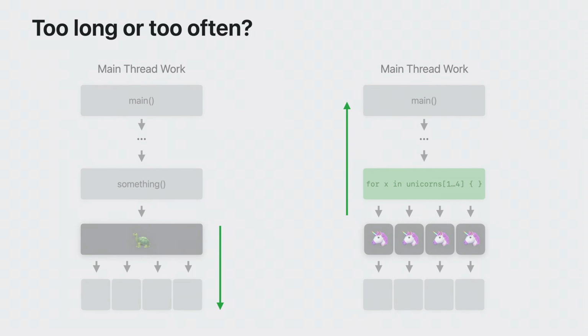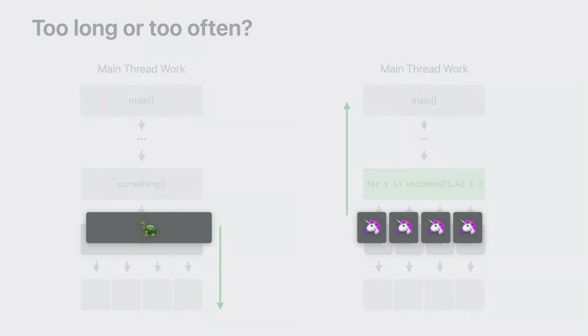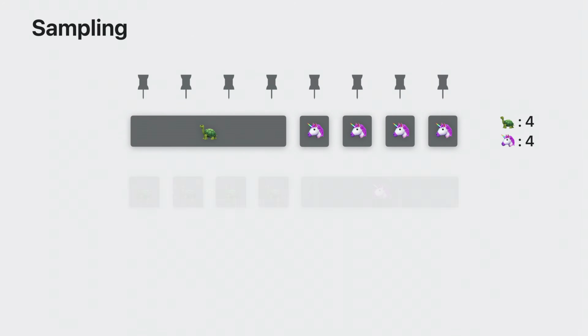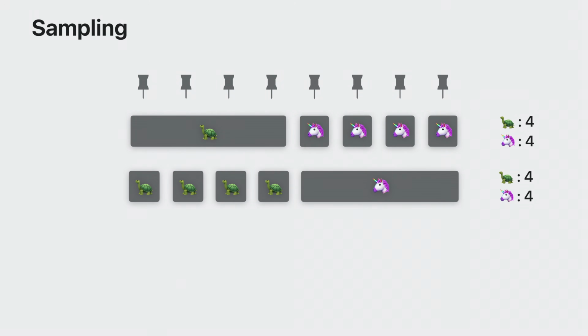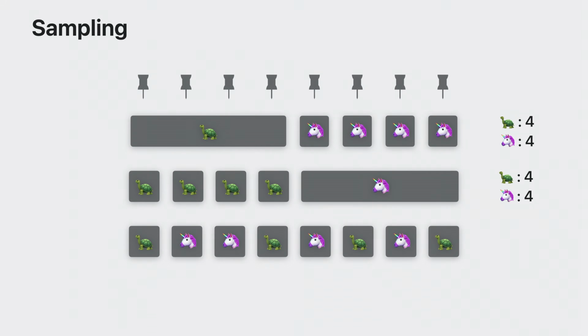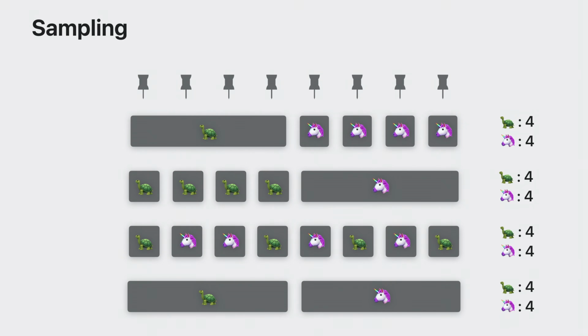But Time Profiler cannot tell us which case we have. Let's assume the calls for unicorn and turtle happen right after another. Time Profiler gathers data by checking what's running on the CPU in regular intervals. And for each sample, it checks which function is currently running on the CPU. For this example, we would get both turtle and unicorn 4 times. But it could also be that this is a very fast turtle and unicorn takes much longer. Or other combinations. All of these scenarios would create the same data in Time Profiler.